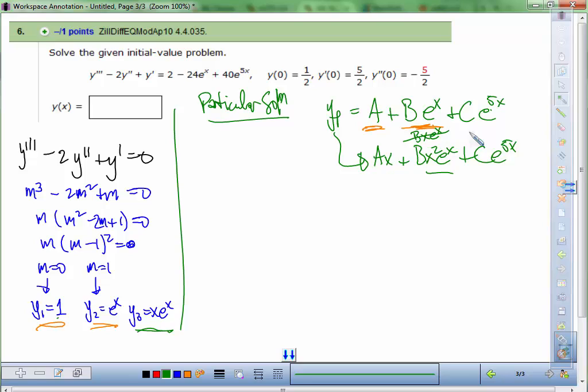All right, let's find derivatives. yp prime is going to leave us with a plus, now here's where the derivative business starts. 2x times b times e to the x, derivative of the first times the second, plus the first times the derivative of the second, plus 5c e to the 5x.